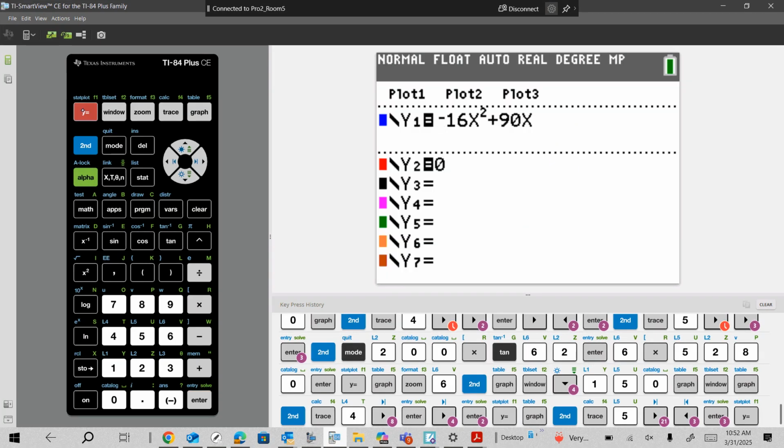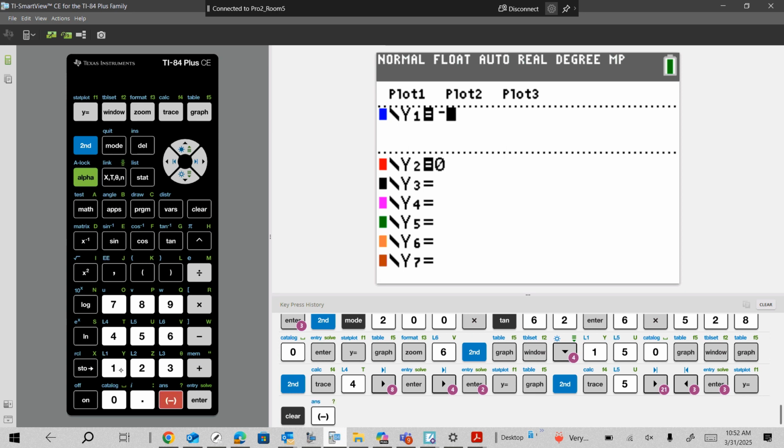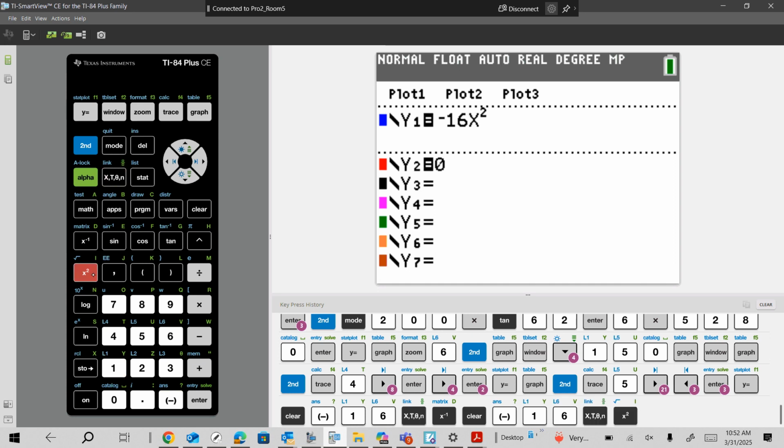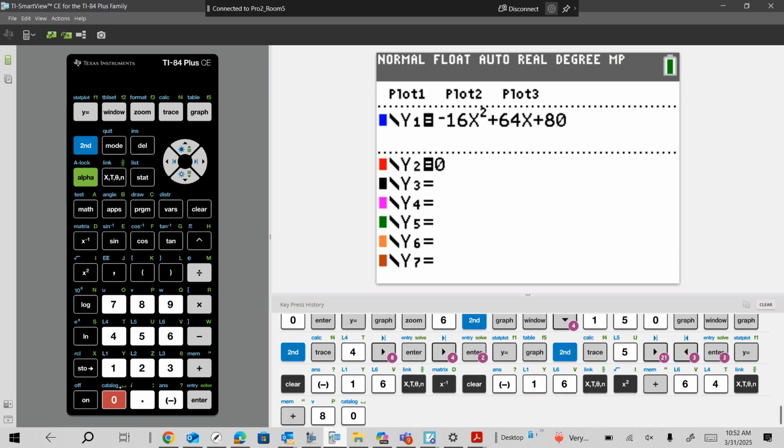We're going to change this equation to negative 16x squared, plus 64x, and plus 80. Okay. Then hit graph.